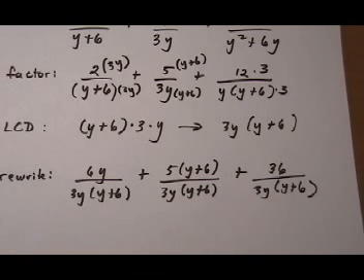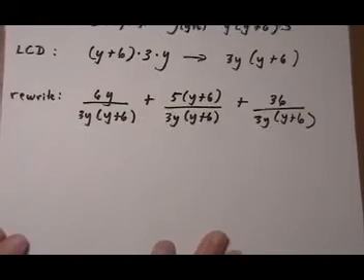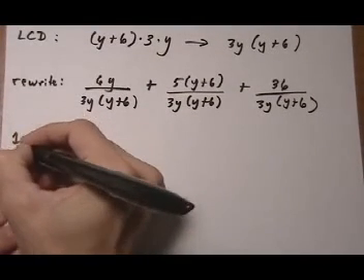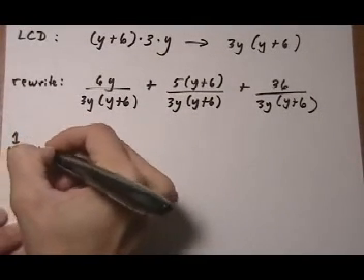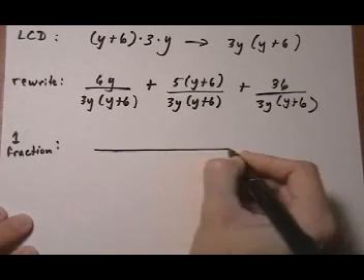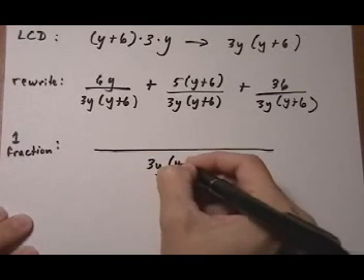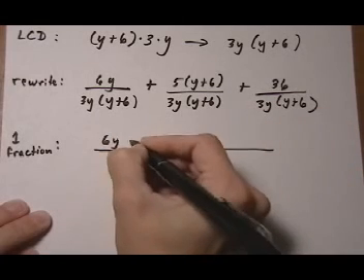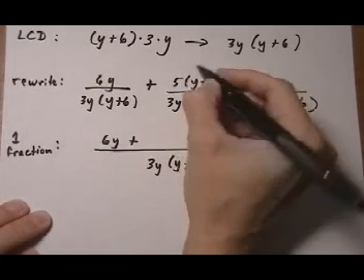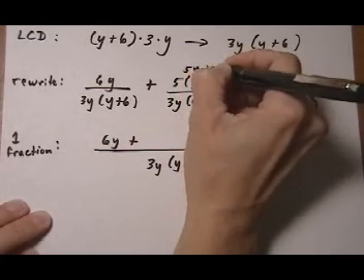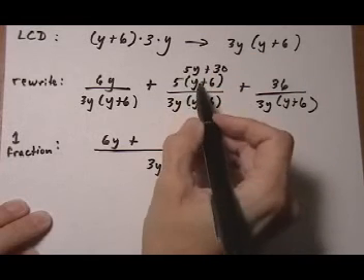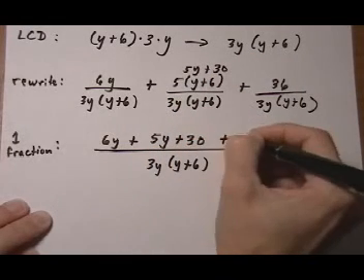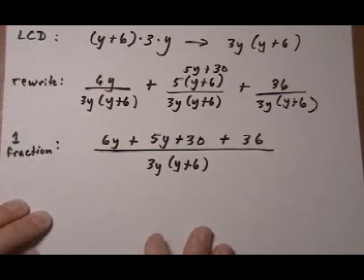Now we all have the same denominator, so that means we're going to be able to add the fractions. So what I'll call this is the make one fraction step. We're going to keep the common denominator and just add across the numerators. Now this one right here, 5 times y plus 6, once we distribute that 5, it's going to be 5y plus 30. And then plus 36 for the last piece.